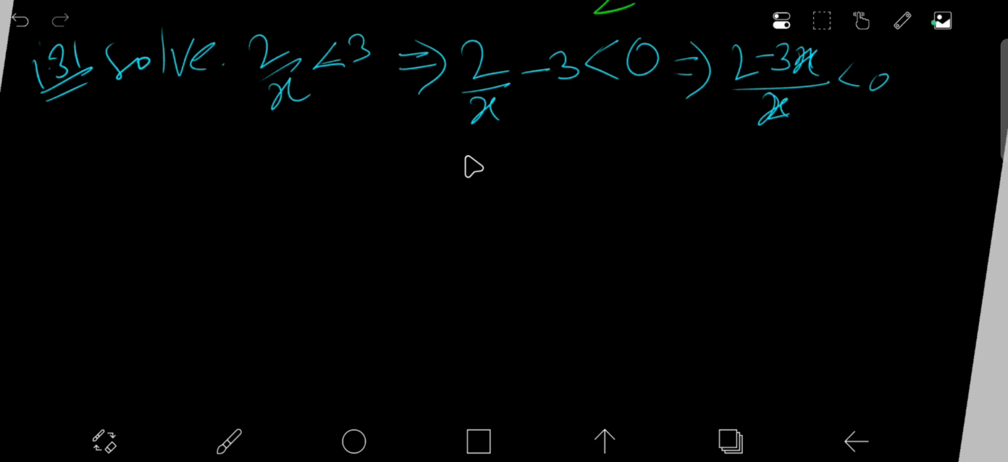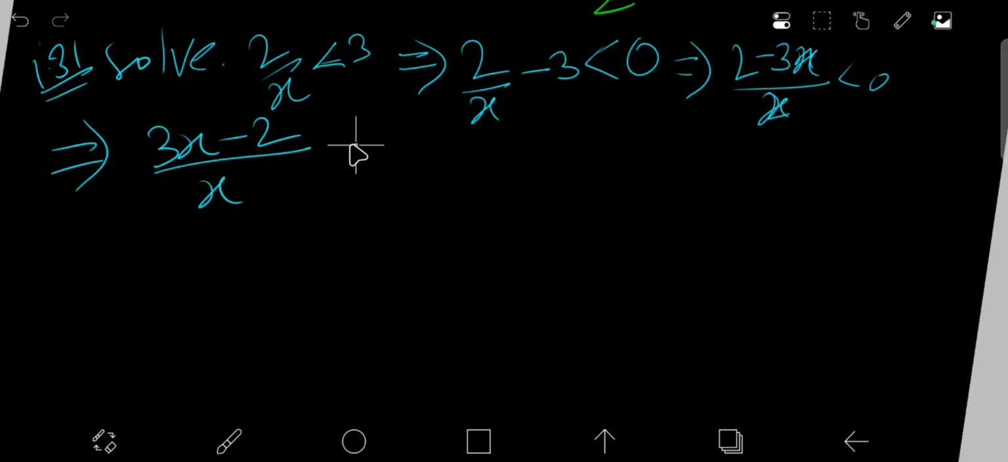Firstly we write all coefficients of x as positive, so we change this by multiplying by minus 1. So this changes to (3x minus 2) divided by x, and the inequality is reversed. Why is it reversed? Because we multiply by a negative real number, that is, by minus 1.